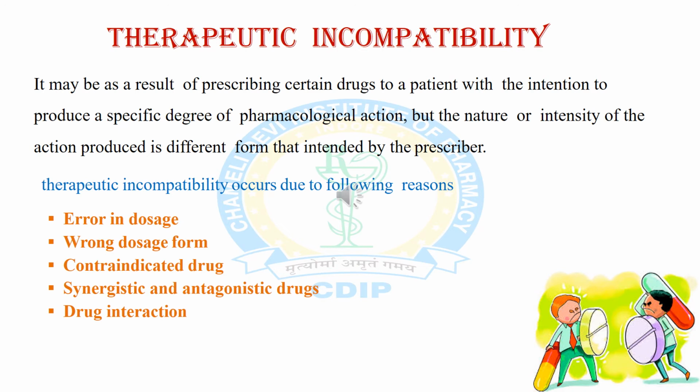Therapeutic incompatibility can occur due to the following reasons. The first reason is error in doses, next is wrong dosage form, third is contraindicated drug, next is synergistic and antagonistic drugs, and the last one is drug interaction. We will discuss these reasons one by one in detail.